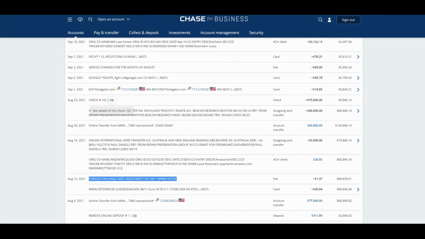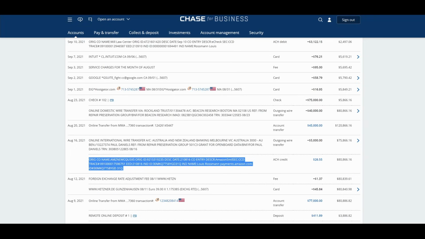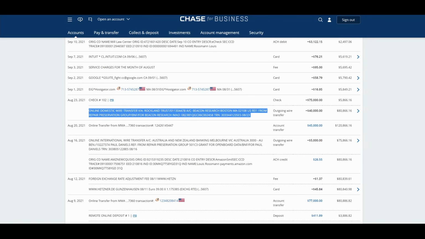Continuing, this is web hosting over here. I believe this is somebody that used Amazon Smile to donate to us when they used Amazon to buy something. This is a wire transfer to Beacon Research.